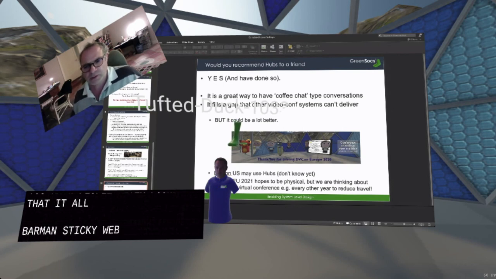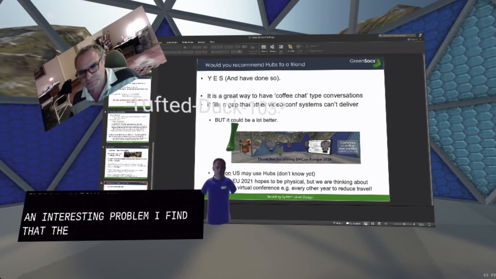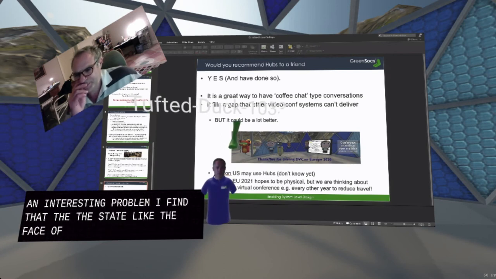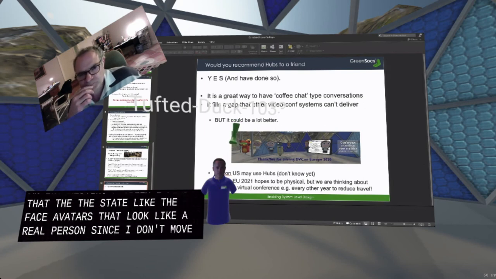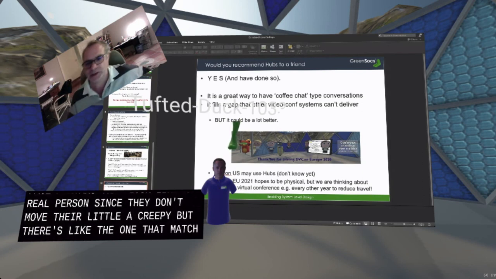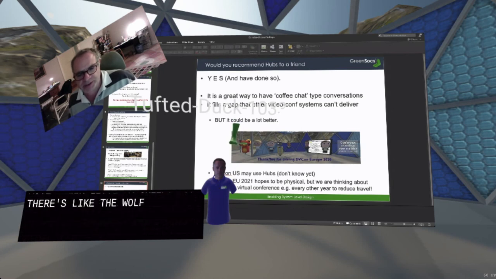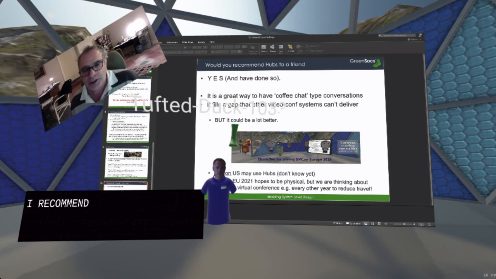Yeah, and the avatar thing is also an interesting problem. I find that the face avatars that look like a real person, since they don't move, are a little, not creepy, but just very static. Matt and Wolfgang have got those, and I recommended people use those for exactly that reason, to get a face, as it were.